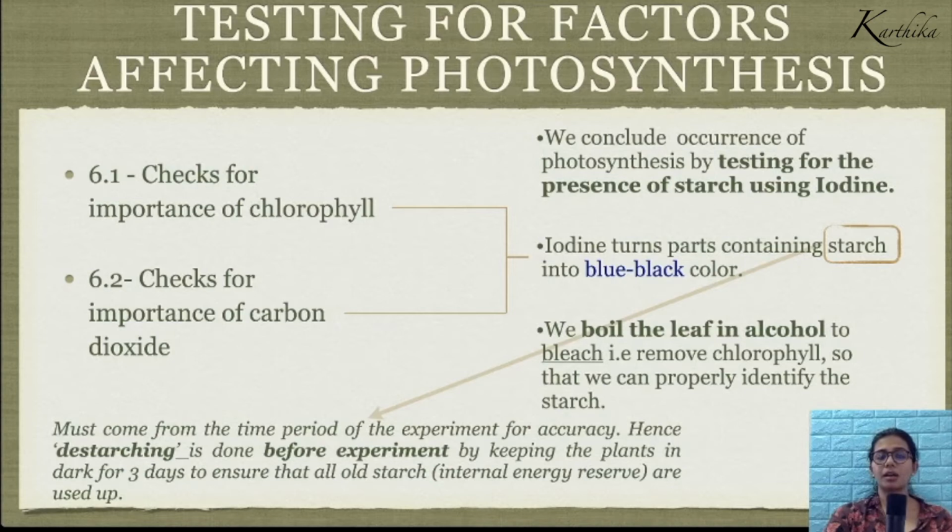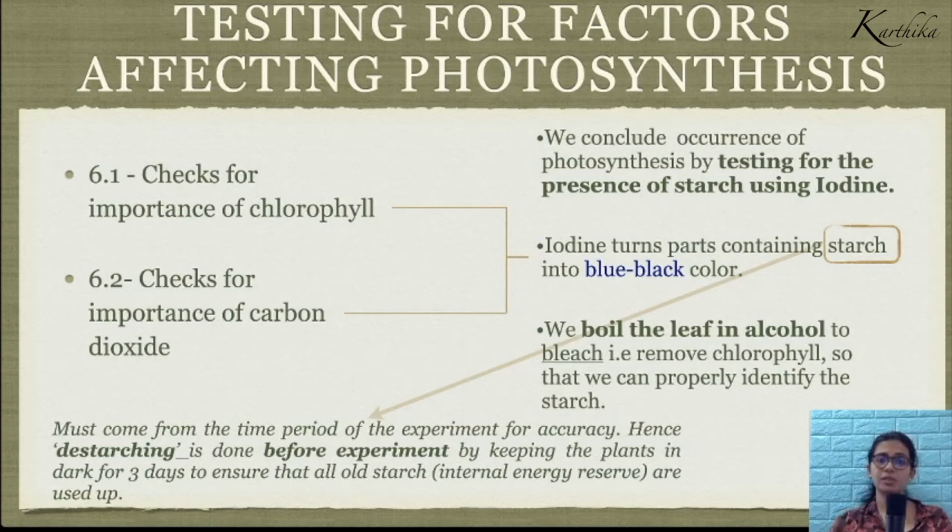So destarching is done before the experiment. That means whatever starch might be present in the plant before the experiment, we make sure that it is all used up by the plant. So how do we do that? By making sure that no photosynthesis occurs. When photosynthesis does not occur, obviously the plant will use its internal energy reserve, that is use its starch that it has stored before. How is it done? For up to 3 days the plant is kept in dark. So it uses up all that starch and then the plant gets ready for the experiment.